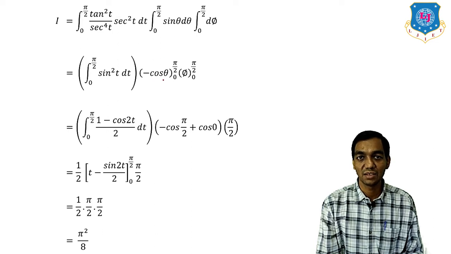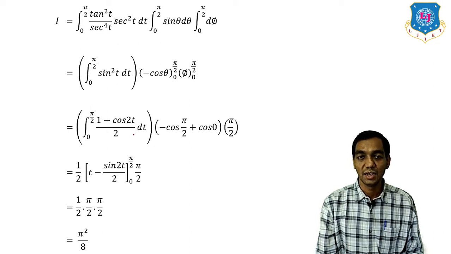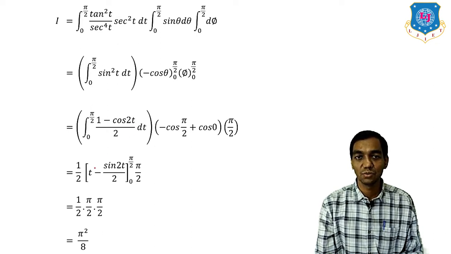Sine has an integration of minus cos, with limit from 0 to pi by 2, and d phi has an integration of phi, with limit from 0 to pi by 2. Sin square is not directly integrable, so replace it with (1 minus cos 2t) by 2 and integrate it. That will give you t minus sin 2t by 2.